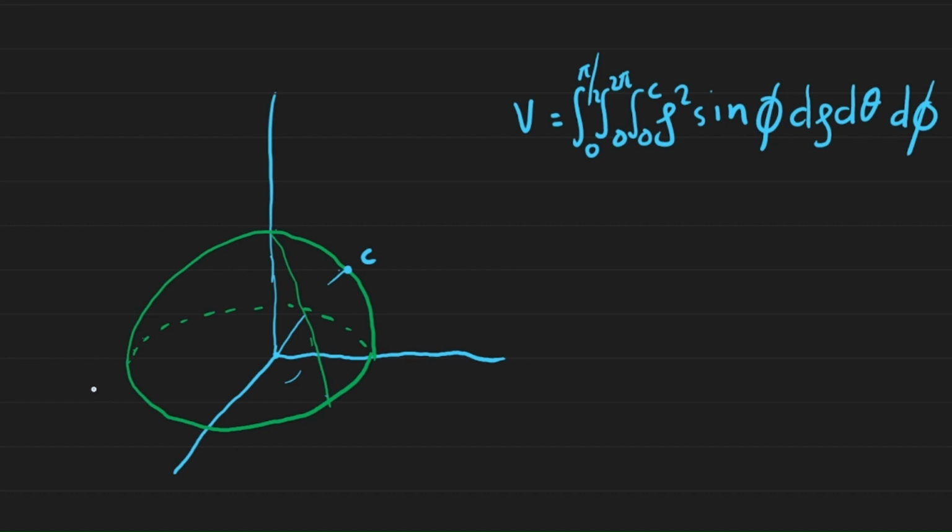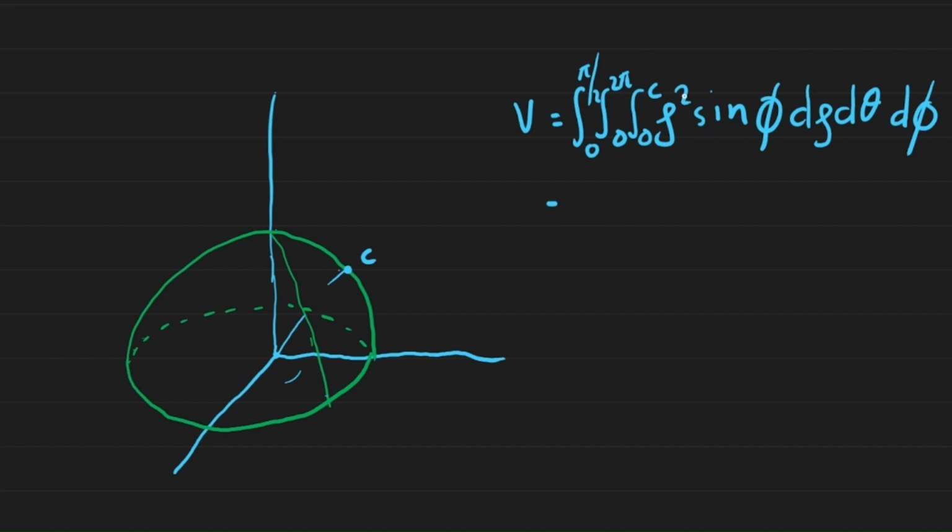Pi over 2, that's what phi is, this angle, and then rotated 2 pi radians or 360 degrees. So that's why we go from 0 to 2 pi, that's this full circle here, and 0 to pi over 2, that is the angle between the x-axis and the radius. Sorry, the z-axis. So now we can simply just evaluate this integral.